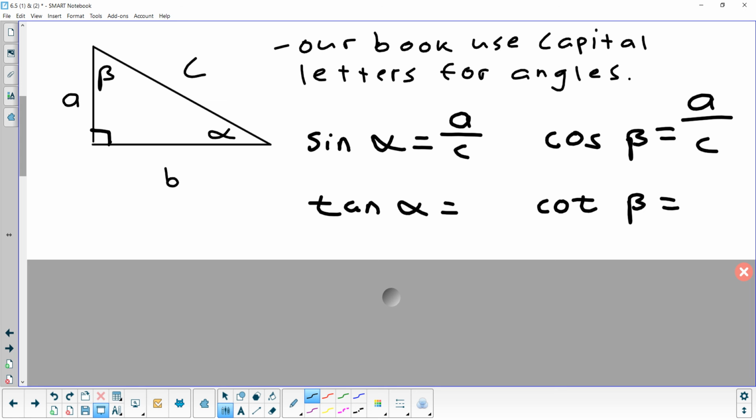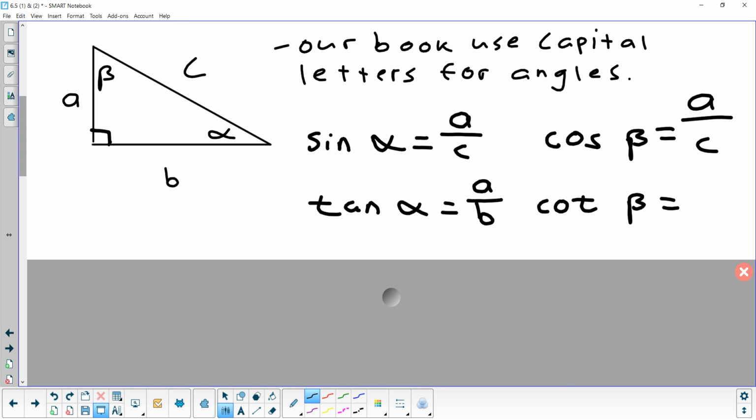Opposite over adjacent. Yep. And what's opposite alpha? A. A. And what's adjacent to alpha? B. B. All right. So tangent of alpha is A divided by B. Let's look at the next one. Cotangent of beta.